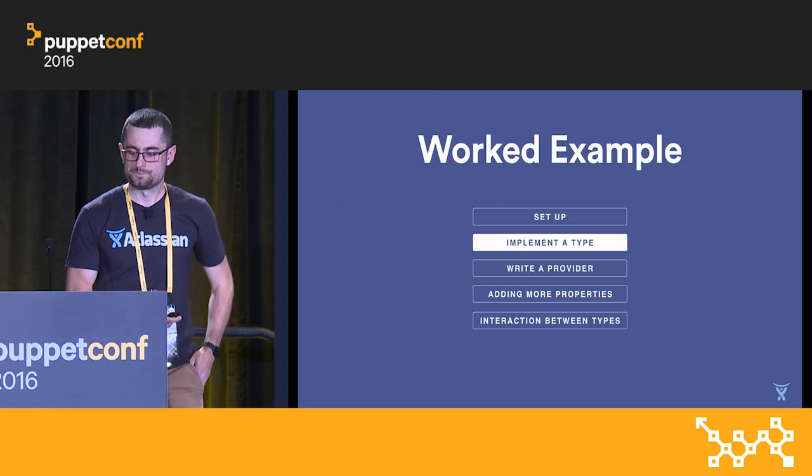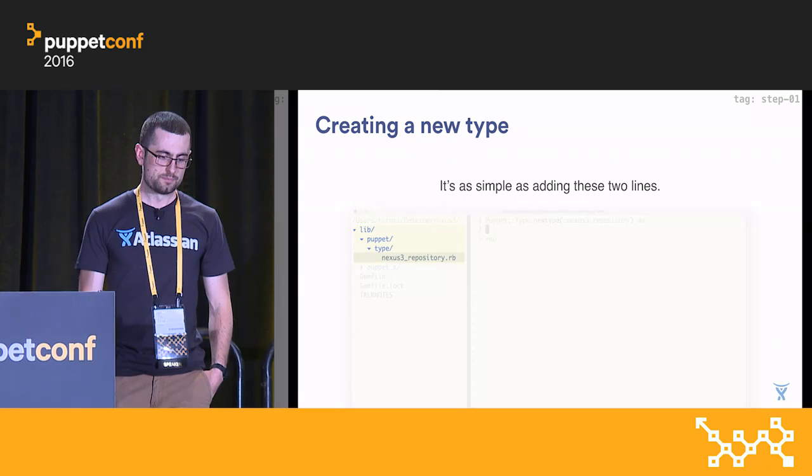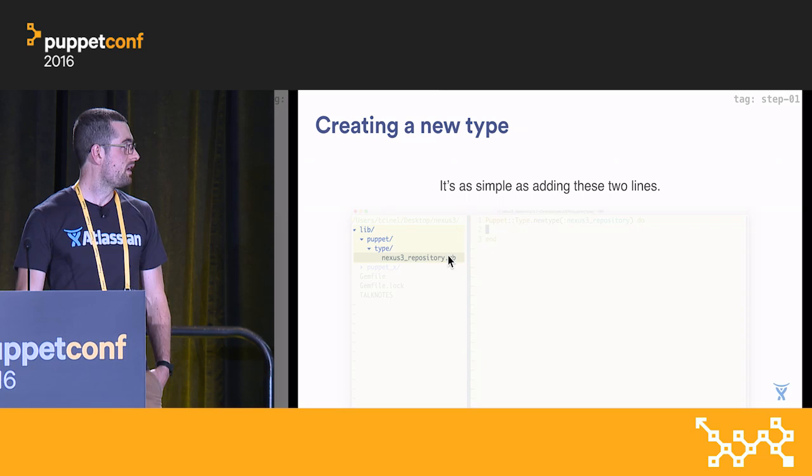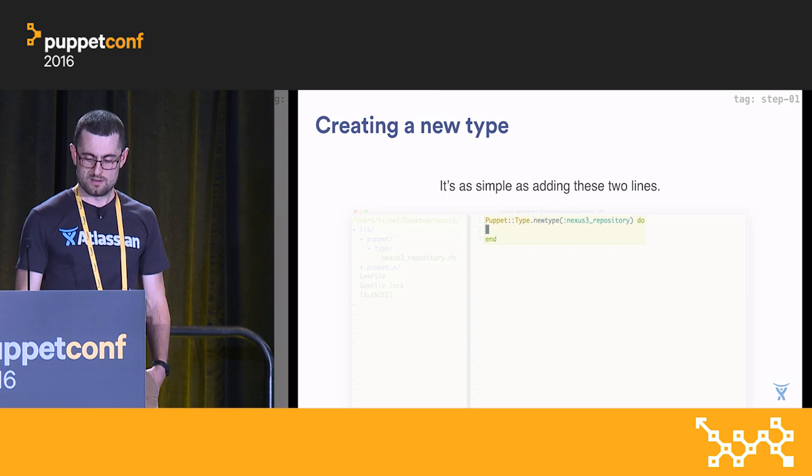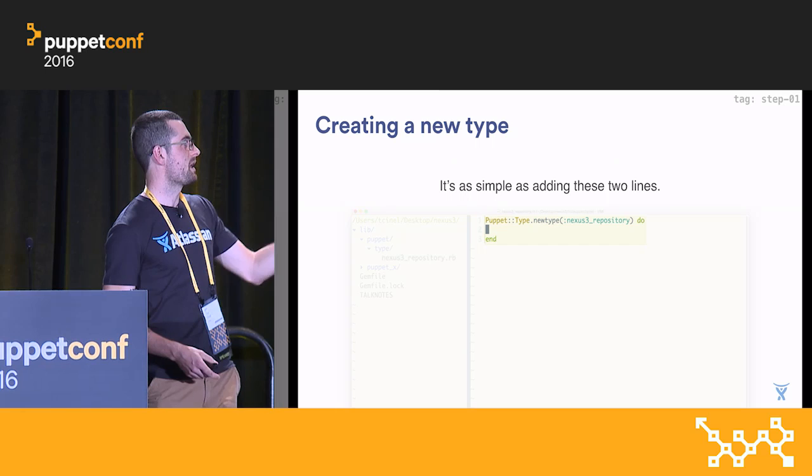Excuse me. So let's get started with a worked example, writing a new type. To get started, we make our RB file under lib puppet type. This is the name of our type. And then we call Puppet::Type.newtype, and we use an interned string with the name of the type.